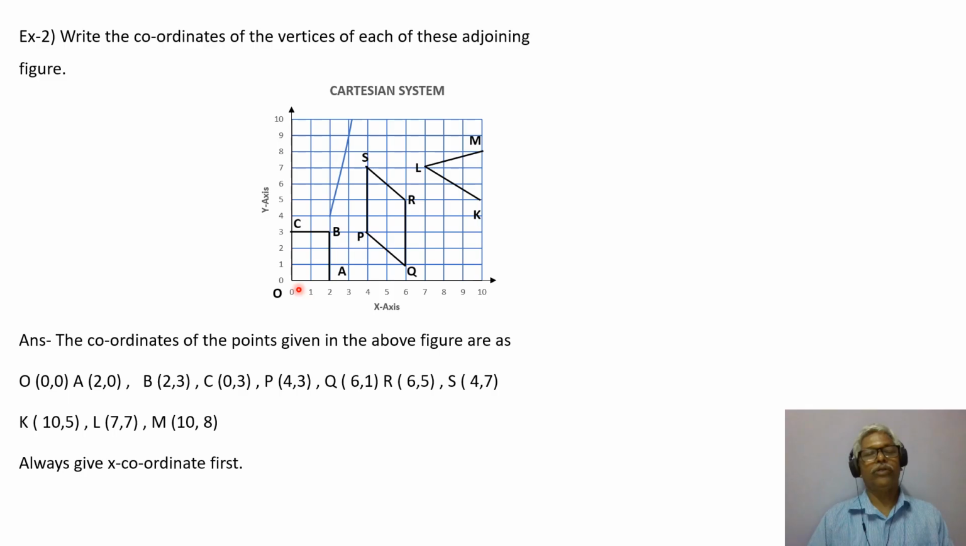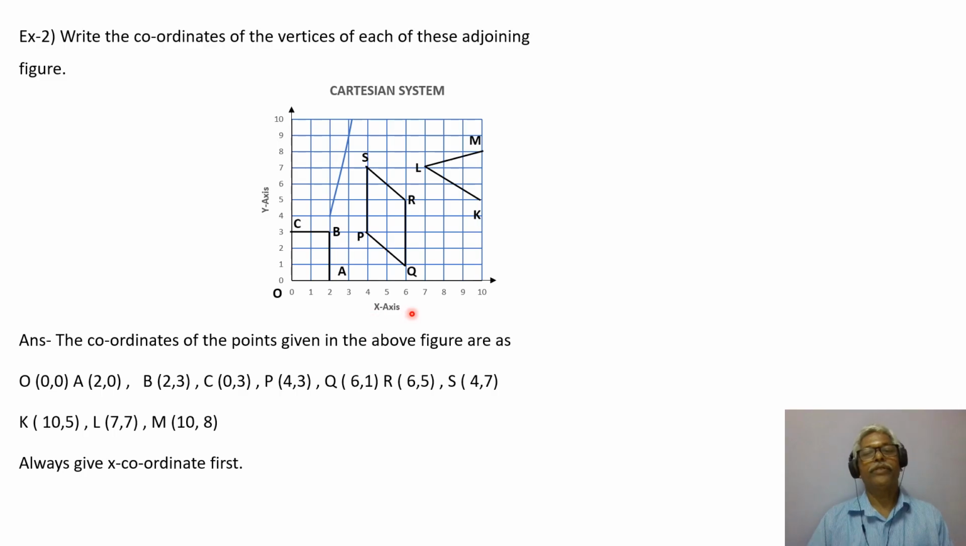A, A is for x is 2 and y is 0, so (2, 0). B, B is, see, it is 2 and 3, okay, (2, 3). C, C is for x is 0 and y is 3, so (0, 3). P, P is here, so this is 4 and this is 3, so (4, 3). Q is 6 and 1, (6, 1). R, R is here, so this is 6 and this is 5, (6, 5). S is 4 and 7, (4, 7).